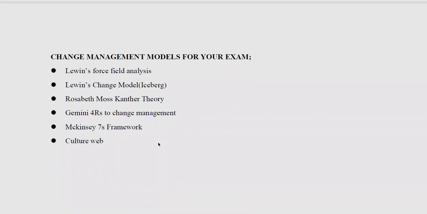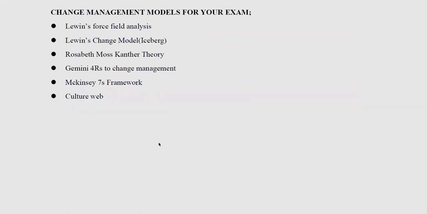Now, what are the change management models that you need for your strategic case study exam? We need Lewin's force field analysis. We need Lewin's change model, also called the prescriptive change theory or iceberg model. It has a lot of names. We have Rosabeth Moss Kanter's theory of change. There are 2 theories, but we only need the lever type, or the skills for managing change adept organizations. We have Gemini 4R to change management and McKinsey 7S, which we just looked at, and the culture web. The same things can be used for managing change. So let's look at them one after the other.